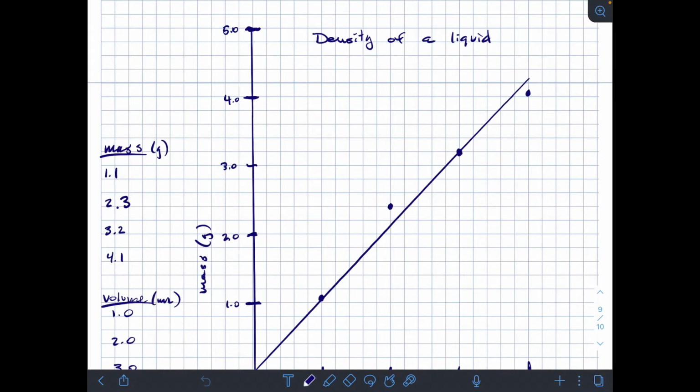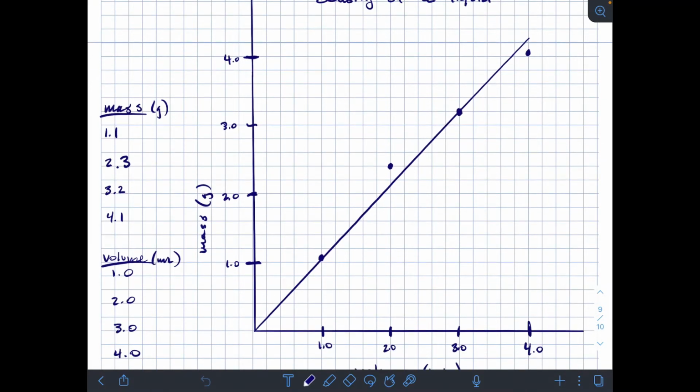So what I have here is a graph, and on the left-hand side, you'll see I have a few data points. I have some measurements of mass and some volumes. Now the mass is the thing that I actually measured, and it's important that that's the part that I measured because the measured thing goes on the y-axis. We always put the measured thing on the y-axis.